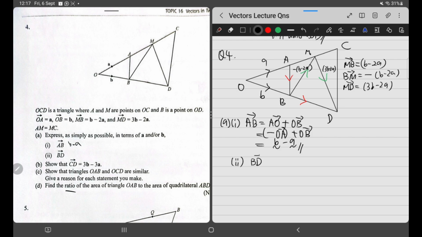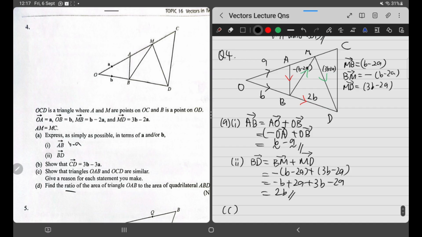Therefore, BD is just walking from B to M and then M to D, which is just adding negative bracket B minus 2A to 3B minus 2A. So you get negative bracket B minus 2A plus 3B minus 2A. Therefore, your answer is 2B. So here is 2B. Okay? Now (iii). Show that CD is 3B minus 3A.